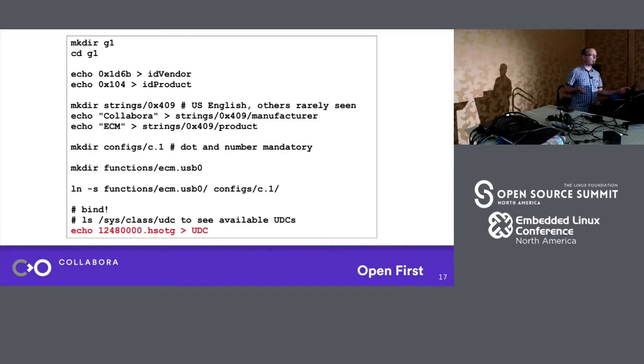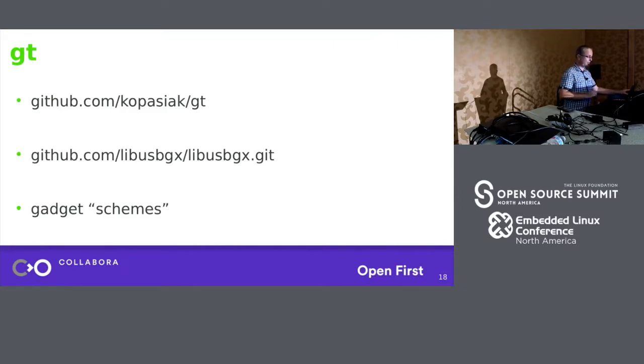To ease this process, you can use an open source tool called GT, a gadget tool. It allows creating your gadget from the command line step by step, or by reading declarative config files called gadget schemes. Let's see such a scheme file for the equivalent of the Ethernet over USB gadget we've just seen.